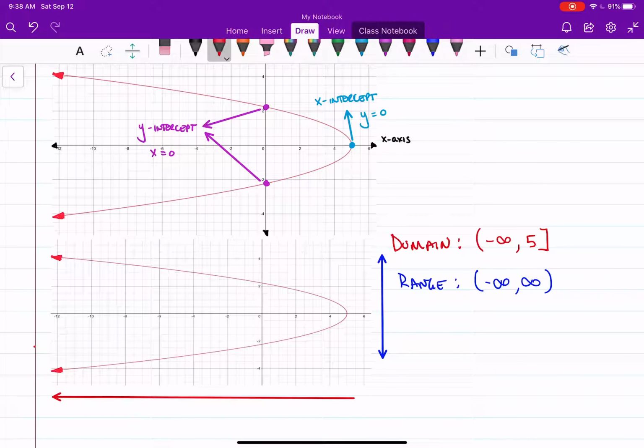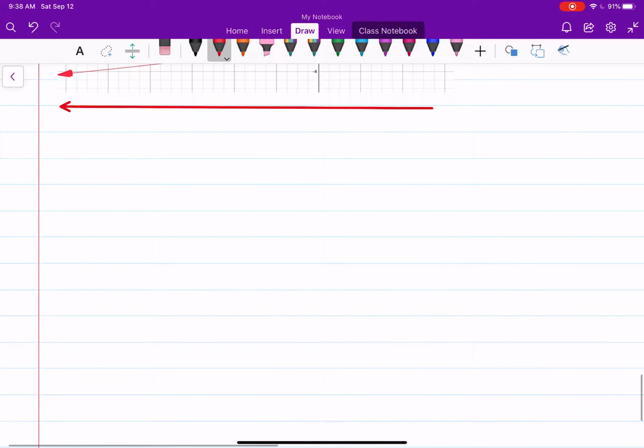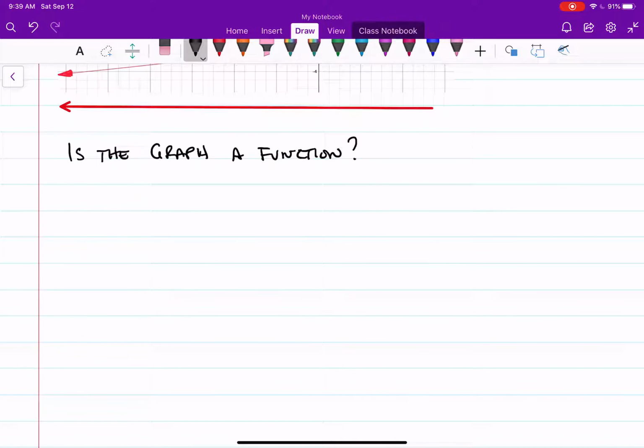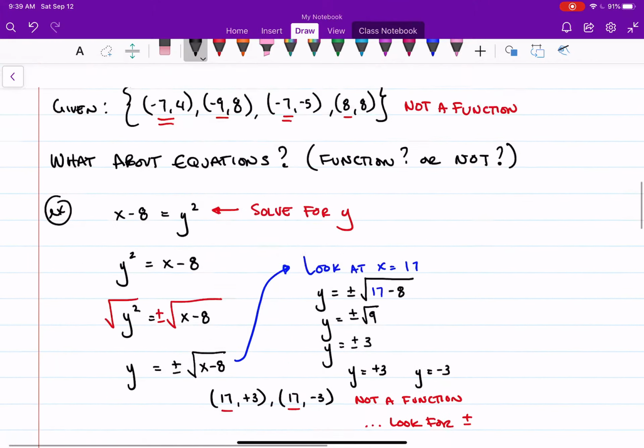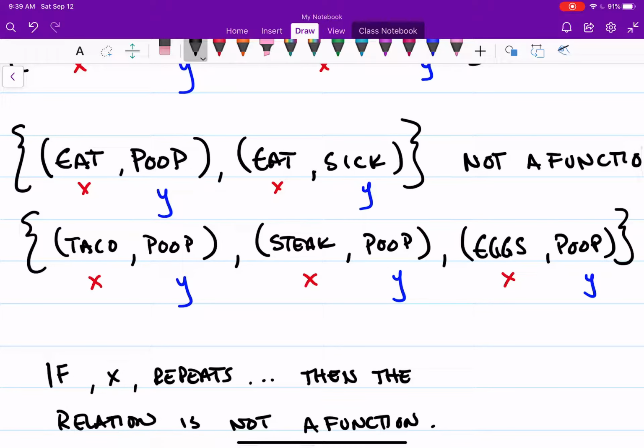All right, so after that, what do we end up doing? We gotta figure out if it's a function or not, right? Okay, so is a graph a function? Well, if we remember correctly, way up here, right? We notice what? That is not a function if the x repeats. Okay, so let's take 2 points where the x would repeat.